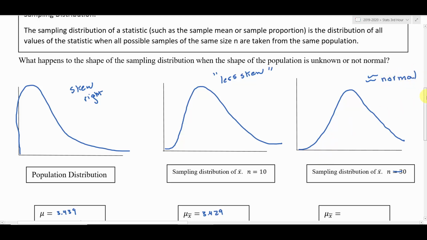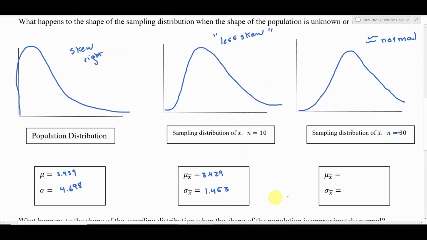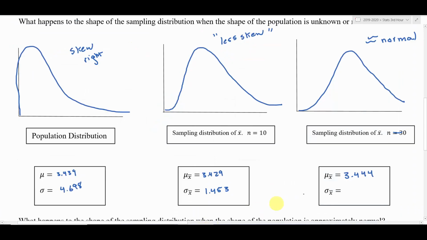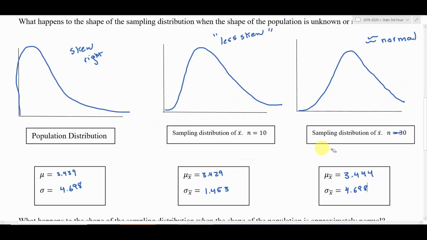Okay. And let's go ahead and note the mean and the standard deviation that we got. So we got a mean of 3.444. And we have a standard deviation of 4.698. Okay. So, oh, did I read that wrong? I did. I read the wrong one. 0.844. Sorry. We got 0.844. Let me just double check that. Yep, 0.844. All right, so there we go.